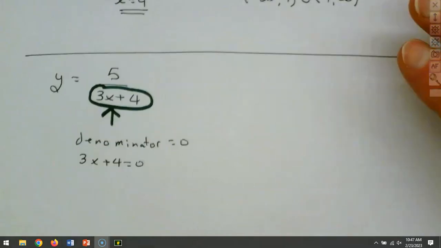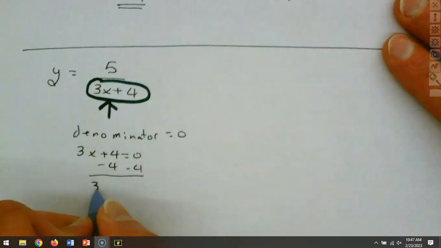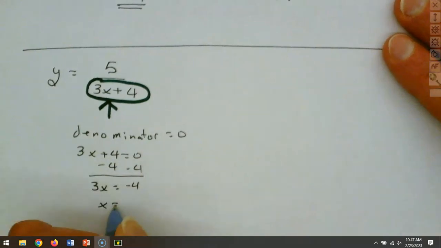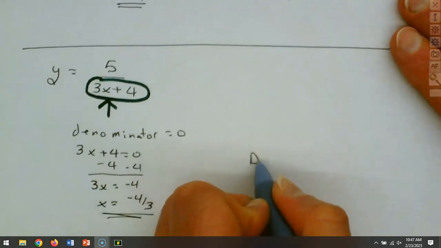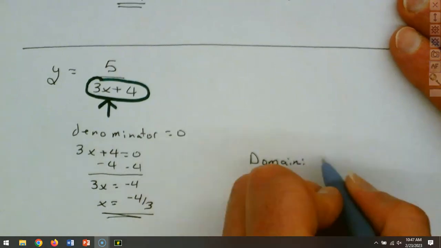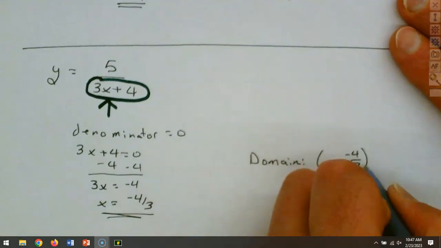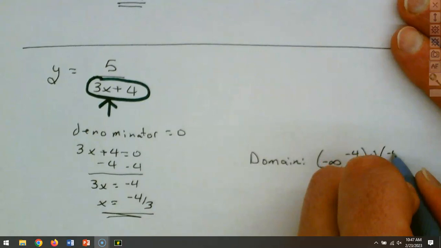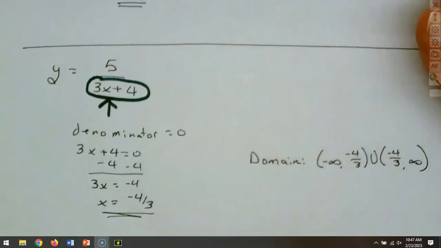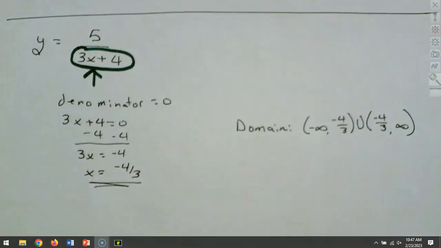All right? Move that 4 over with subtraction. So 3x equals negative 4. So x equals minus 4/3. And how do we write our domain, our answer here? Our domain would be negative infinity to minus 4/3, union, negative 4/3 to positive infinity. Because that negative 4/3 would give you division by 0, and that cannot happen.